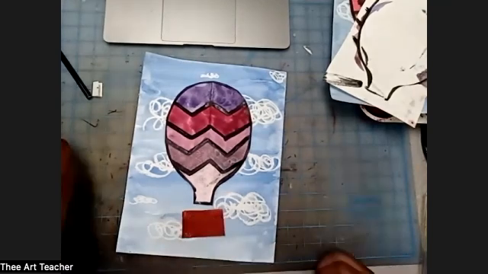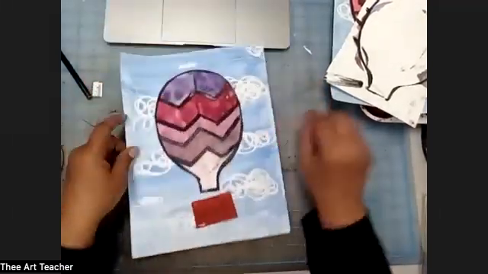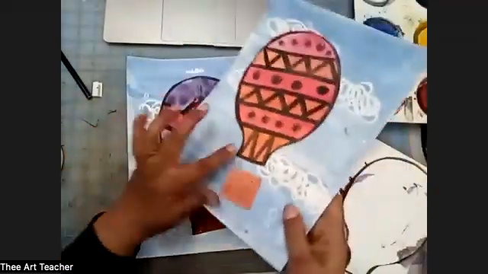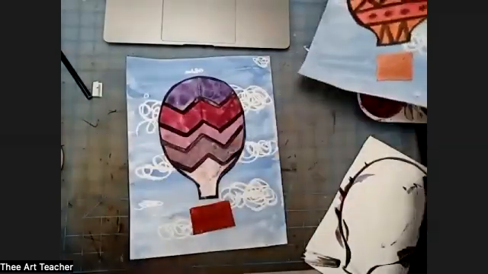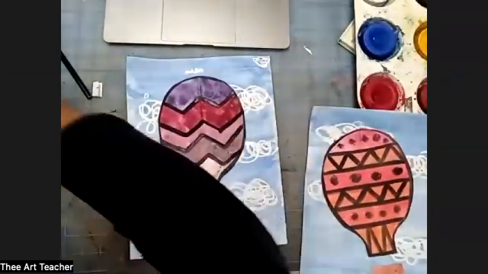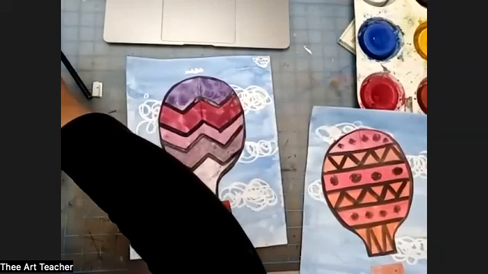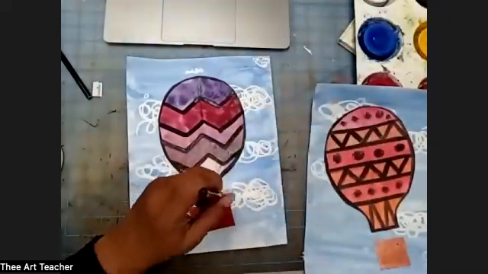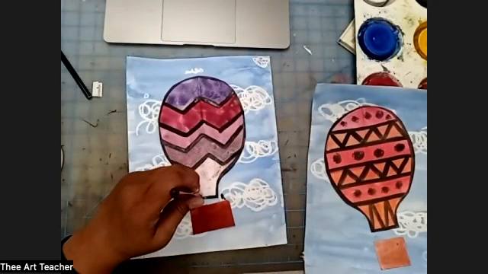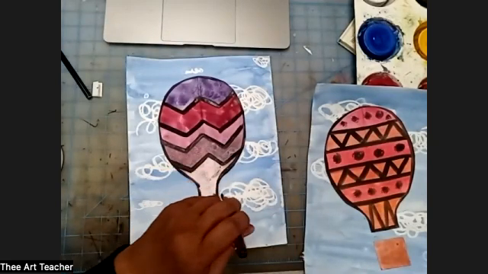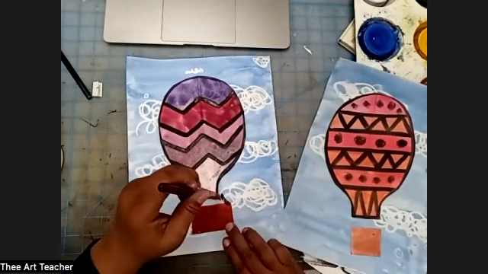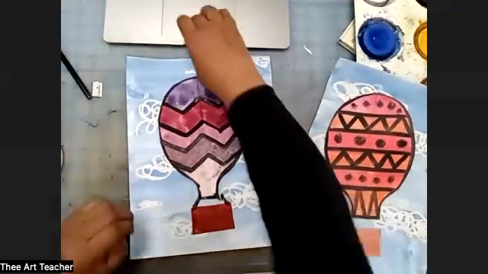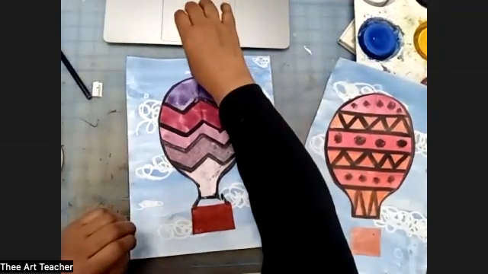And now I have a skyscape. Now, if you want, I didn't draw the lines to the balloon and the basket, but if you would like to, definitely squeeze out the extra water and get a little bit of black, and then you could paint lines to your balloon from your basket. Like so. And there you have a skyscape.